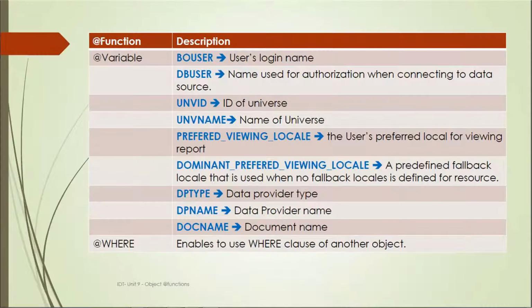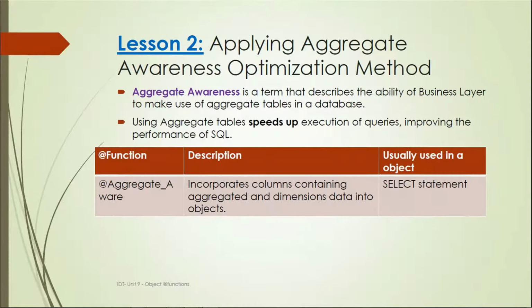@Variable is mostly related to the BO system variables like BO user, DB user, universe ID, universe name, then locale, preferred viewing locale, then data provider type, name, and document name. These are the different variables available, so that we can reference them by using the @Variable function. Then there is the @Where function as well, which enables using the where clause of another object. So it is just a reuse of the code.